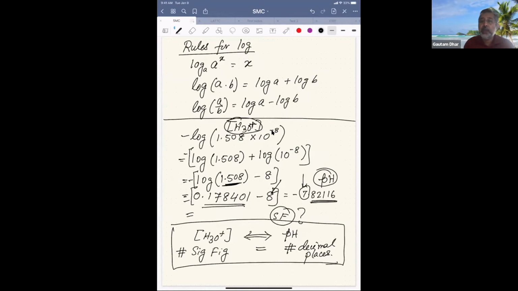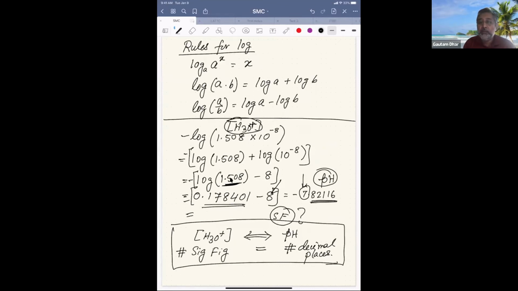It's like a count. 1 by 10 to the power 8, which is 10 to the minus 8, is a constant number. So when you are adding these two numbers, this is the only part that will have significant figures. And the significant figure will be the same as that number 1.508. Okay, so the number of significant figures will always be 4 here. Okay, and you are adding it. So 3 decimal places you are adding. So you must stick to 3 decimal places.